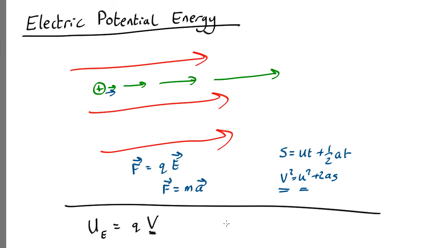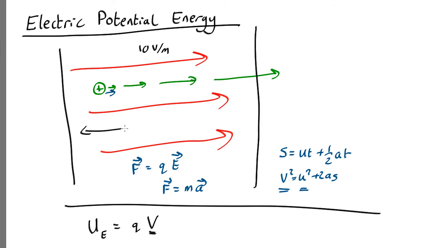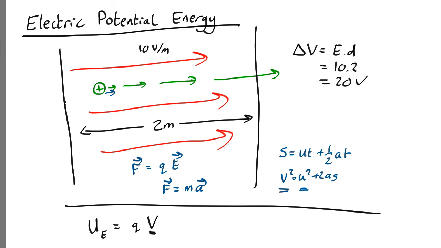So if, for example, you had an electric field here of 10 volts per meter, the potential difference, let's say we've got a distance here of, I don't know, 2 meters. So the change in voltage is just electric field times the distance, so E times D, which is 10 times 2 equals 20 volts.